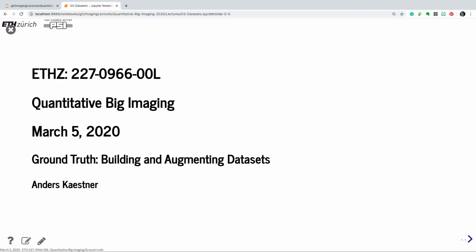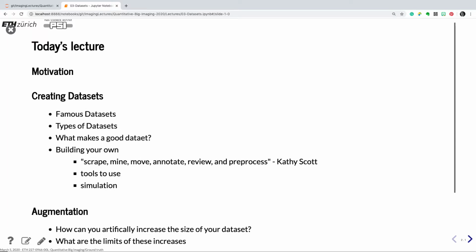So, today the lecture is about ground truth, building and augmenting datasets. What does that mean? First of all, you probably have some datasets, but in this lecture it's not about your datasets, but about other people's datasets, because you can use them, and they're very useful actually. So what we're going to do is look at different types of datasets, famous datasets, also define what is a good dataset, and of course building your own.